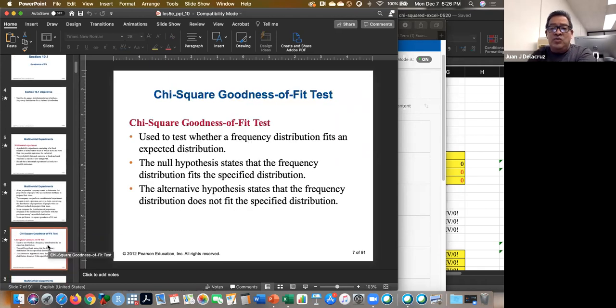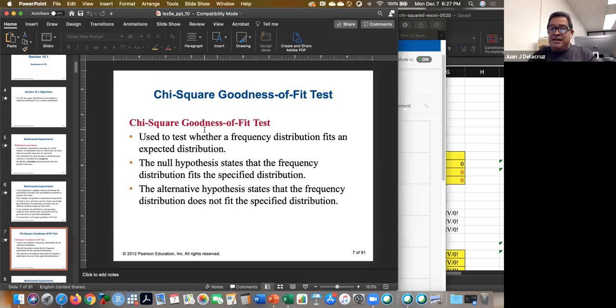The chi-square goodness of fit test is used to test whether a frequency distribution fits an expected distribution. Of course, the null hypothesis is that the frequency fits the specified distribution, and the alternative hypothesis states that the frequency distribution does not fit the specified distribution. So always we are going to assume in our null hypothesis that what we are doing in our experiment fits previous distributions. And the alternative, of course, is going to tell me whether or not this is true. It's the counter argument.